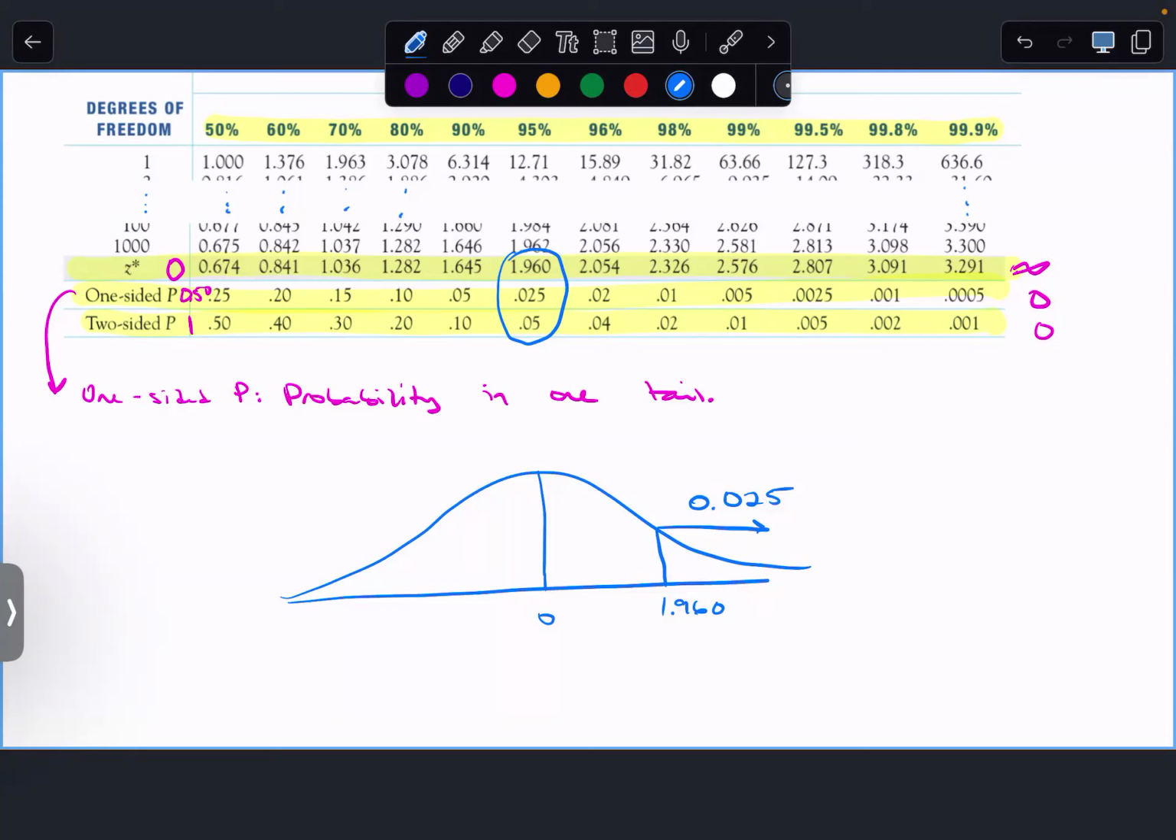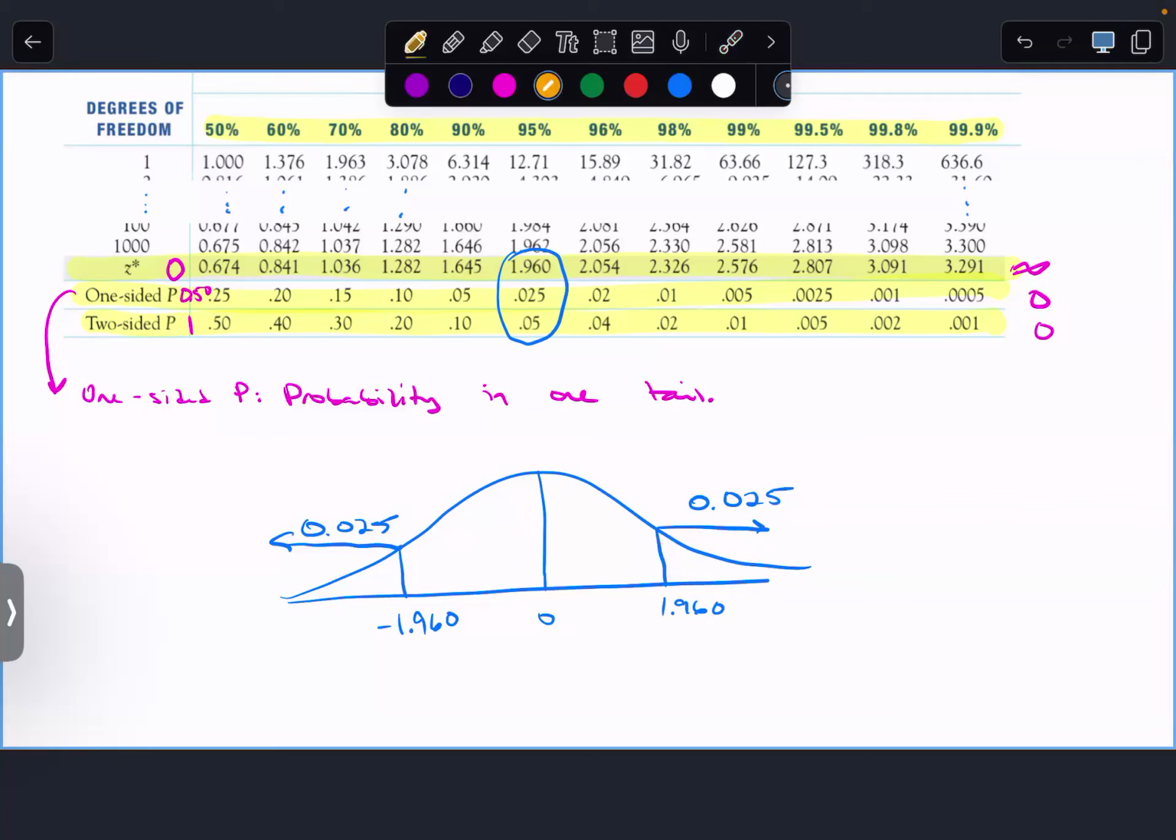We will later. But what does that tell us? That even at negative 1.960, this area is also 0.025. So you double it, rendering this second line pretty useless. You only need the one-sided P, the area in one of the tails. What does that mean? What's the probability of having something less than 1.96 standard deviations above the mean?